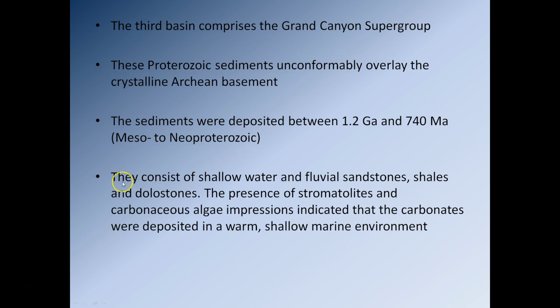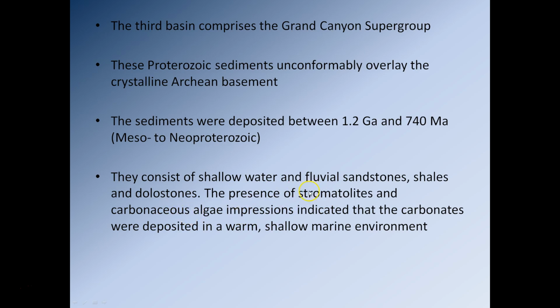So once again, these sediments consist of shallow water sediments, but also fluvial sandstones, shales, and dolostones. So once again, we have a sandstone, mudstone, carbonate sequence. That's essentially a passive marine sequence. But we also have fluvial sandstones, and that shows us that the water depth was clearly quite low. It was quite shallow water. We also have the presence of stromatolites and carbonaceous algae. Once again, that tells us the water depth could not have been that deep.